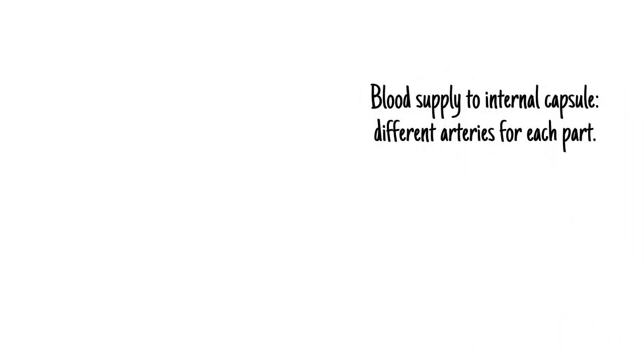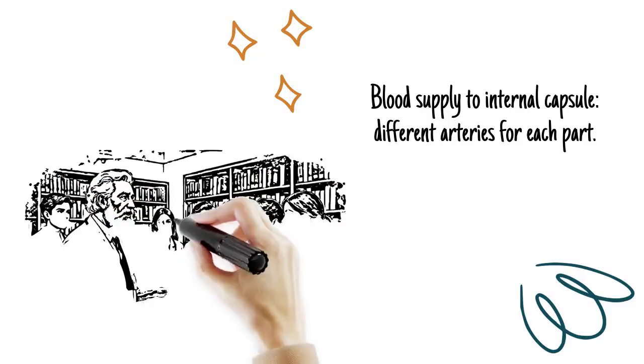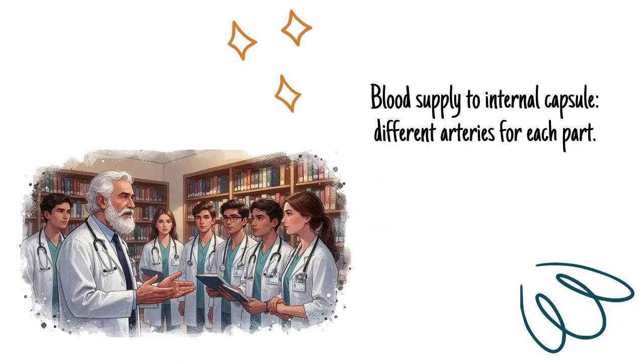Vascularly, the genu and superior posterior limb are supplied mainly by middle cerebral artery lenticulostriate branches, while the inferior posterior limb is supplied by the anterior choroidal artery.